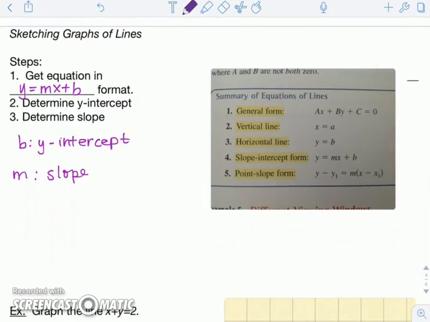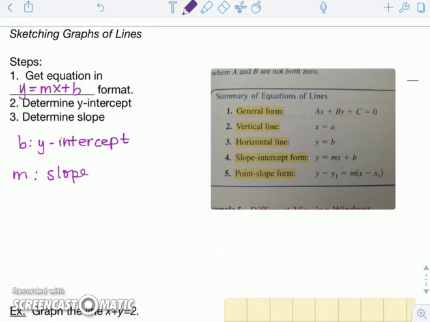So first thing you do when you're going to sketch the graph of a line, if you have another system that works for you, by all means, if you like to use the intercepts, if you're fine using point slope, but I'm just going to use slope intercept. So we're going to get the equation in y equals mx plus b format. We're going to determine the y-intercept and then determine the slope.